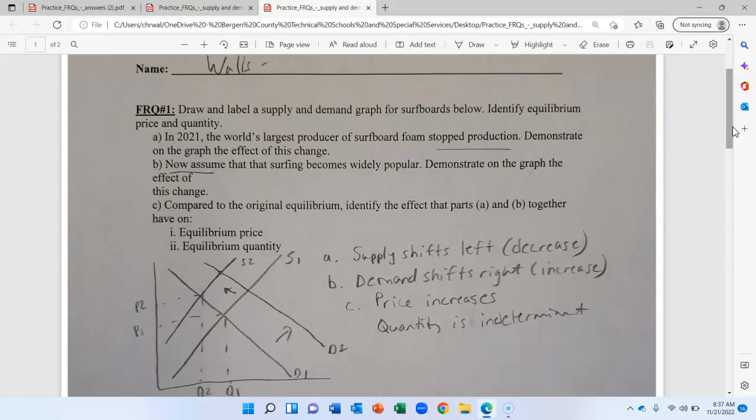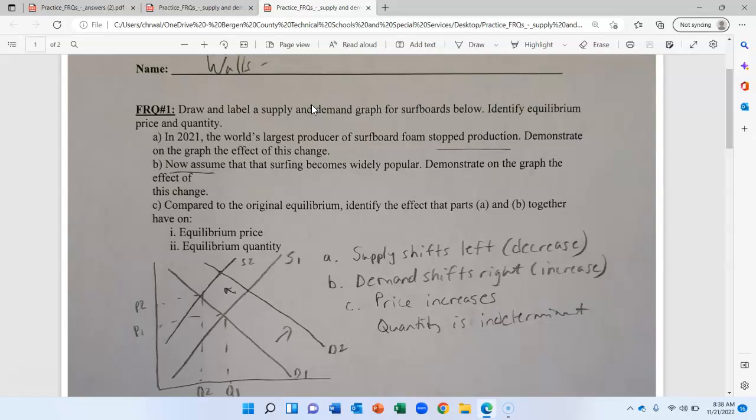Draw and label a supply and demand graph for surfboards below. Identify equilibrium price and quantity. So the first thing that we're going to do is draw our demand curve, which is downward sloping. I've labeled it D1. And then you also can have your supply curve, which is upward sloping, label that S1. And as a result, we would have equilibrium price of P1 and equilibrium quantity of Q1.